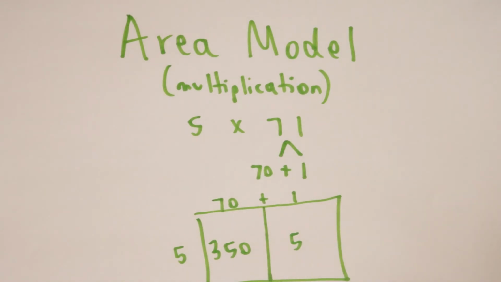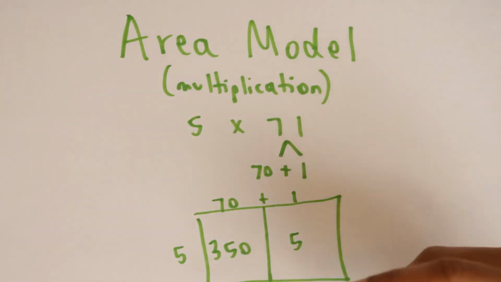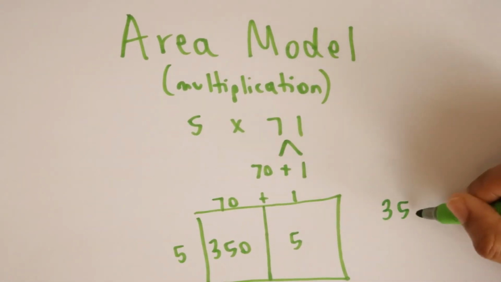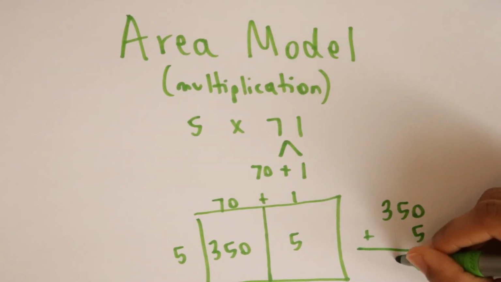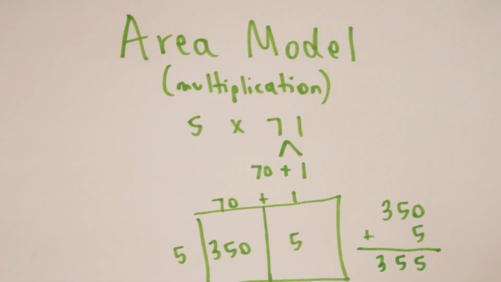Now our fifth and final step is to add up what's inside our boxes so that we can find the total area. So I'm going to take 350 and add 5. And that gives us 355.